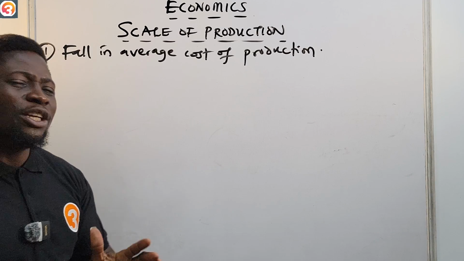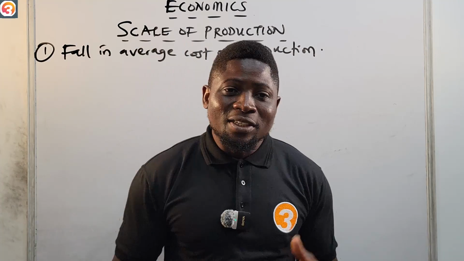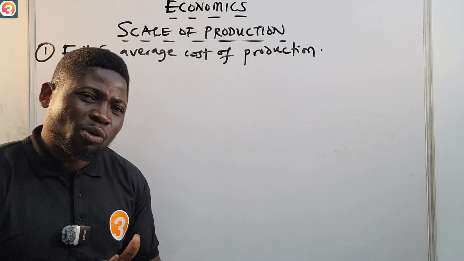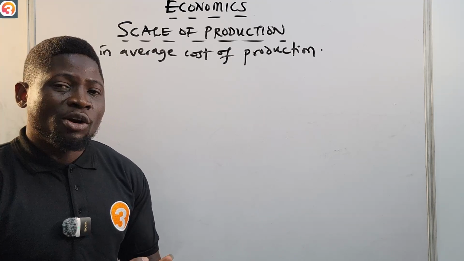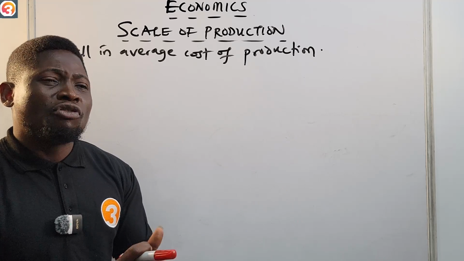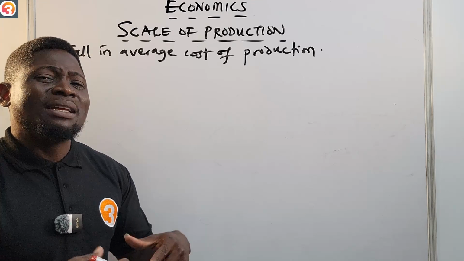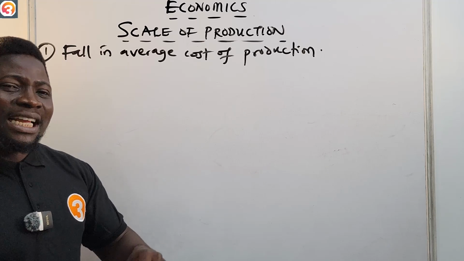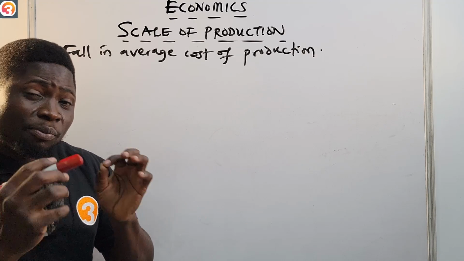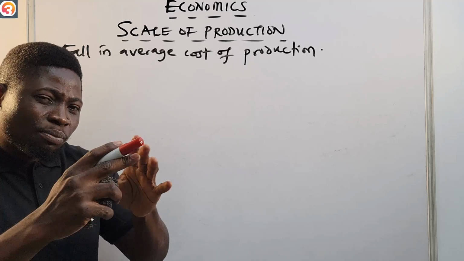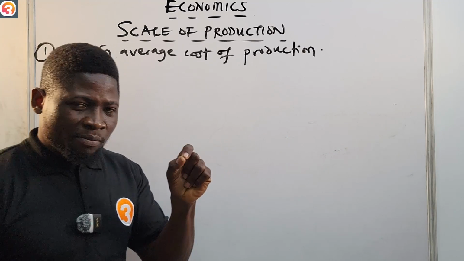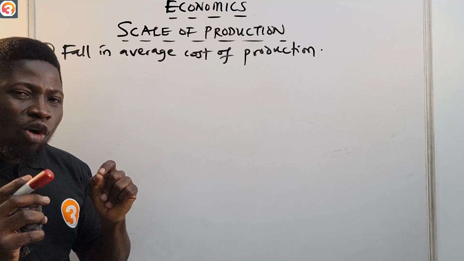When firms are operating on a very large scale, you see that the average cost of producing one will reduce because they're producing very, very many. They already have a process for producing so many. So it will be more expensive to be producing single units than producing a whole lot. So they enjoy a fall in the average cost of production.